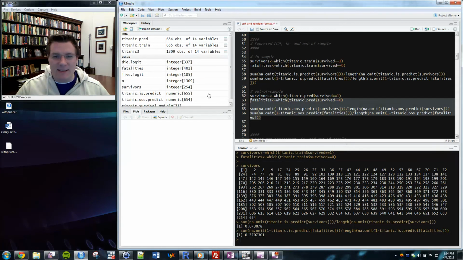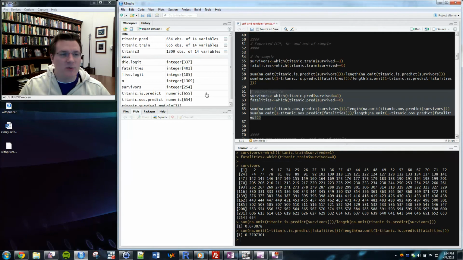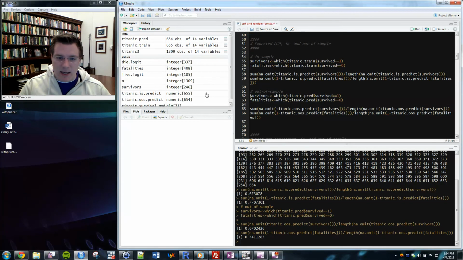Out of sample is the exact same process. The only difference is that I use my predictions and my data set for the out-of-sample cases as opposed to the in-sample cases. I just redo this all again, and encouragingly, these are very close to the original numbers. My expected PCP for survivors in the out-of-sample data set is again almost exactly the same, about 67%. For fatalities, it's a little less, 74%, but still very good.